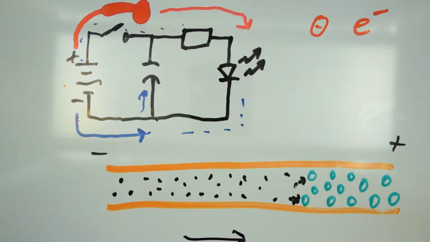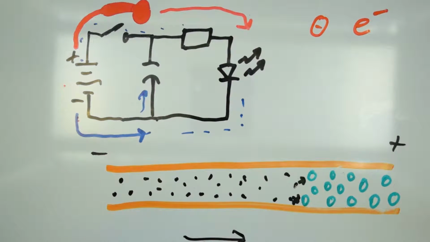Now, why do we look at it two different ways? Well, certain circuits are easier to diagnose or troubleshoot or reverse engineer if you look at it with conventional current flow, and then others are easier to understand if you look at it with electron current flow.